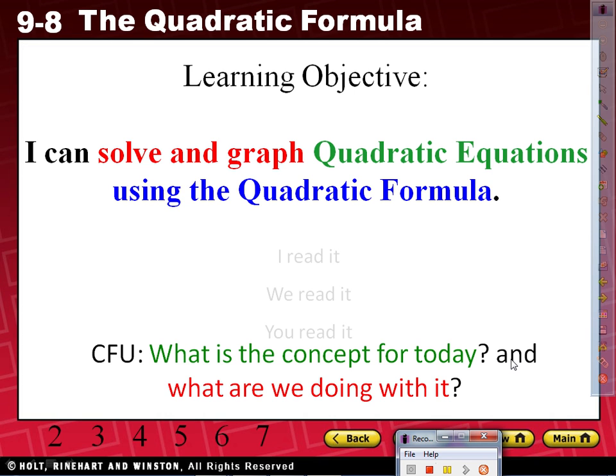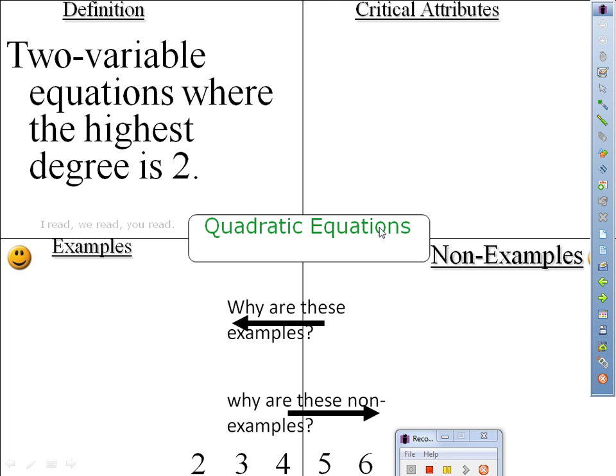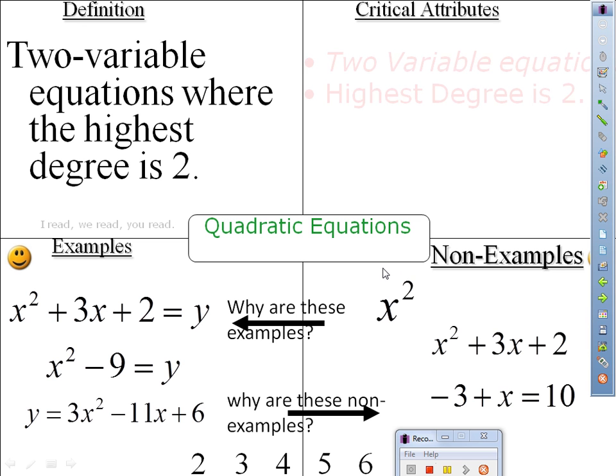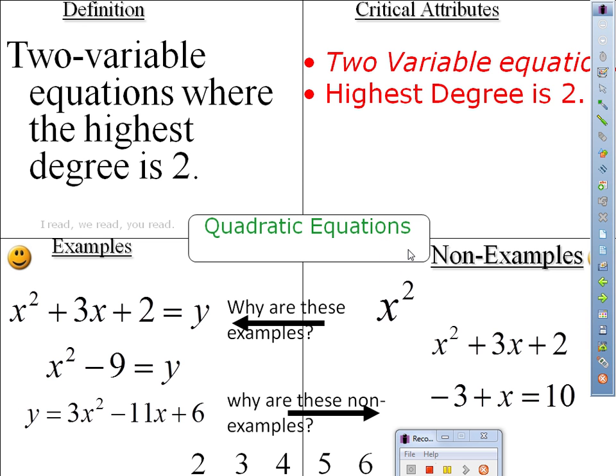We've already been solving them with factoring, using the parentheses, getting our power ranger going, and factoring out the GCF, and so on and so forth. Today's approach is QF, or quadratic formula. We don't need the Frayer model. We know what quadratic equations are. I gave you definitions, examples, non-examples, and critical attributes for that.